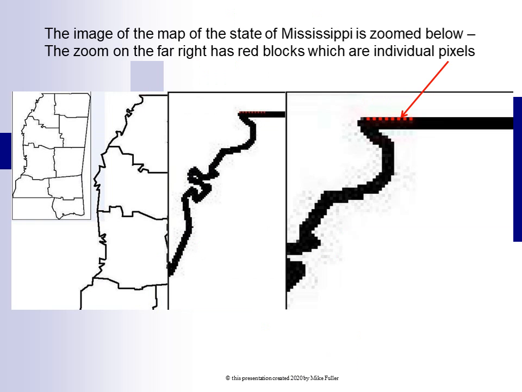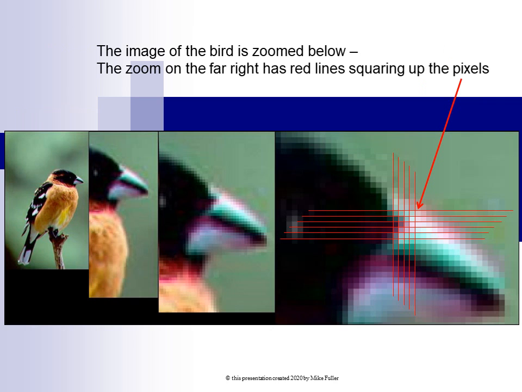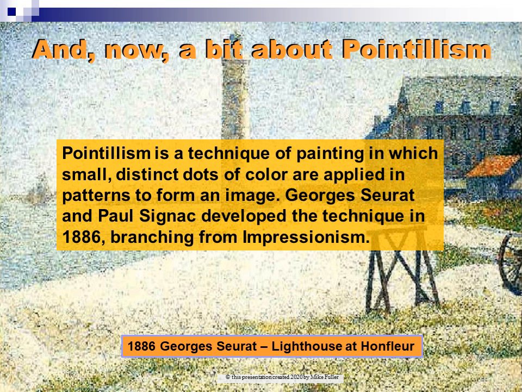I've zoomed into this outline of the state of Mississippi, and the little red blocks represent one pixel of color. And I did it again with this image of a bird where I've zoomed in and crossed the lines to show where each individual pixel exists.